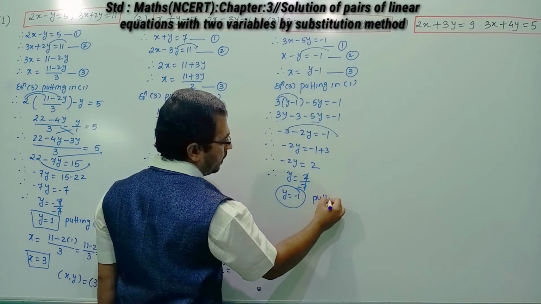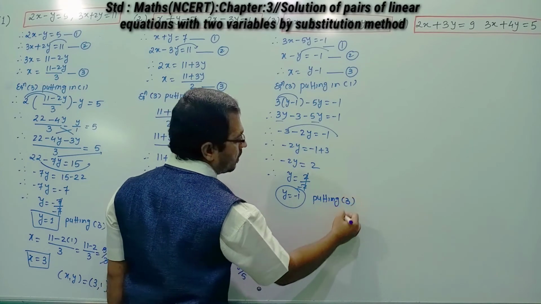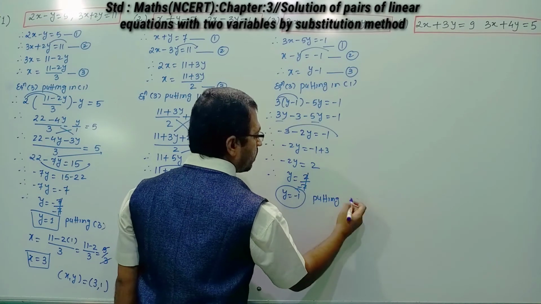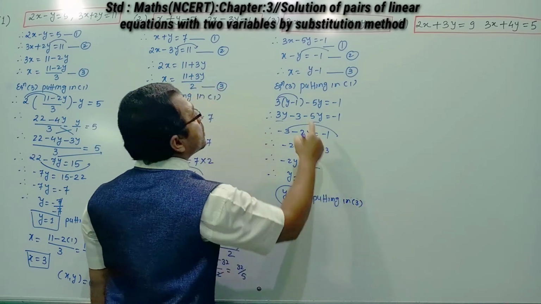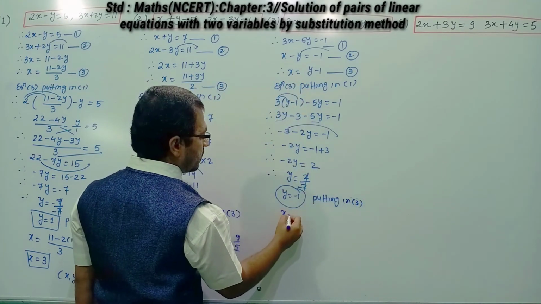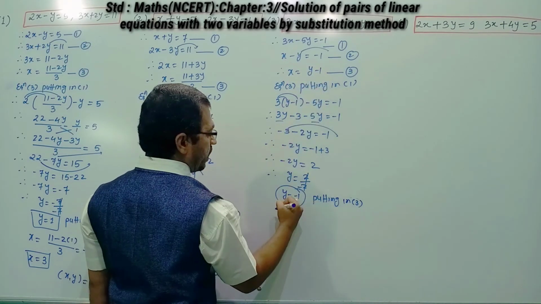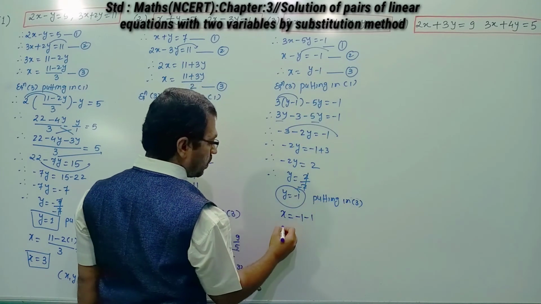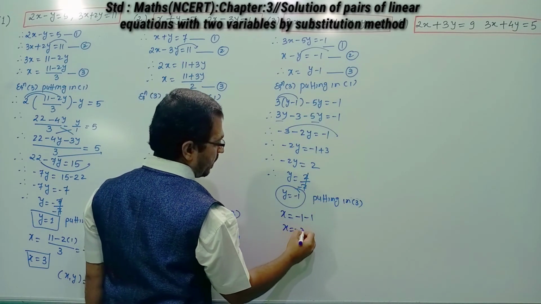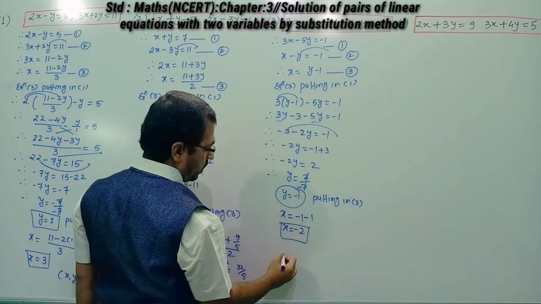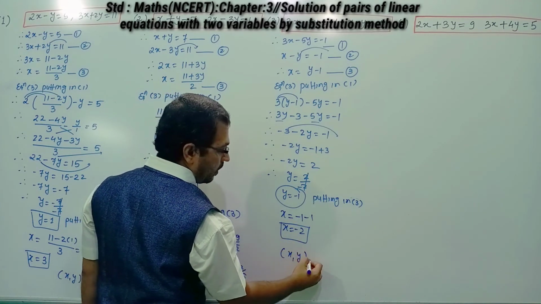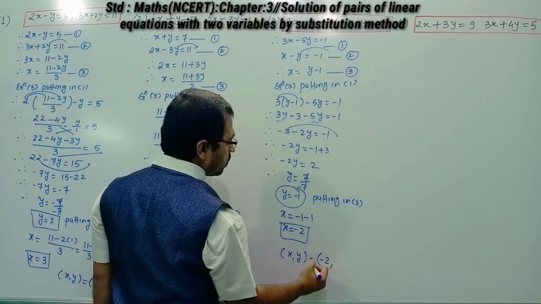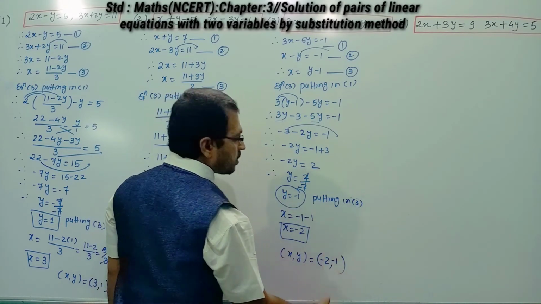Now putting in equation number 3. So equation 3 is what? x is equal to y minus 1. So the value of y is minus 1, and minus 1 over here. So the value of x is minus 2. Okay, you can write the ordered pair, x comma y. The value of x is minus 2 and the value of y is minus 1.